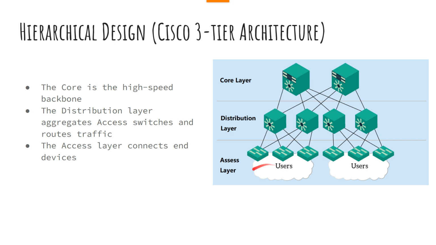So you can imagine this is your IT Lab 6 switch and all the machines are connected here. This is your IT Lab 2 switch and all the machines are connected. This is your IT Lab 3 switch and all the machines are connected. Okay, so that's where I am having the access layer network devices.